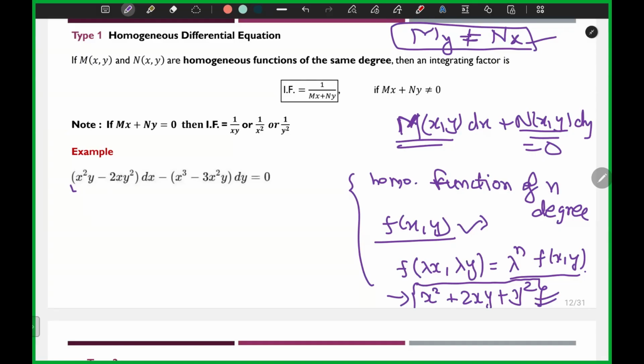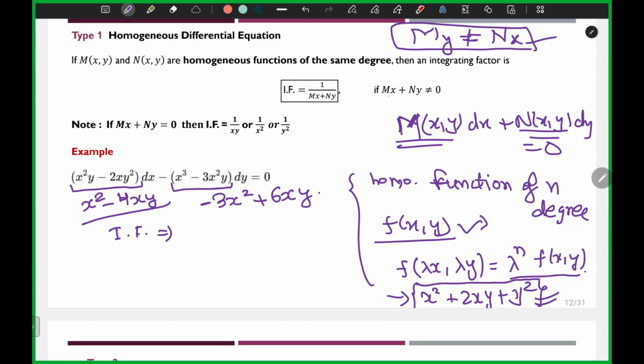So here is the example. First we have to check whether this equation is exact or not. So del M upon del y, what is it? x square minus 4xy. And del N upon del x is 3x square minus 6xy. Right? Is this correct or not? I think this will be plus and this is minus. Right.